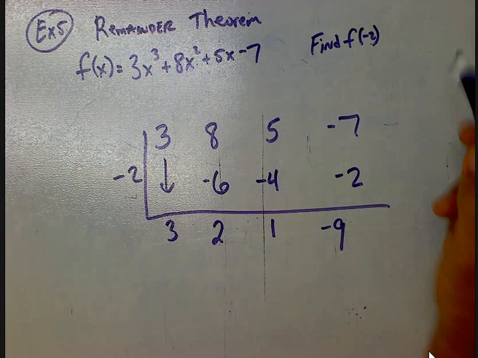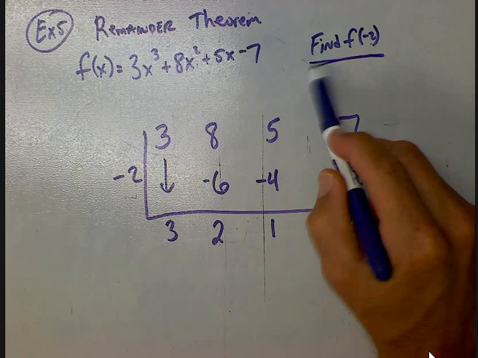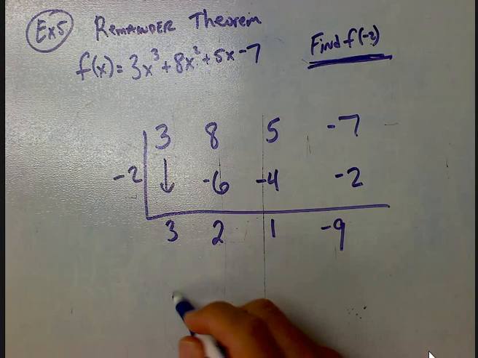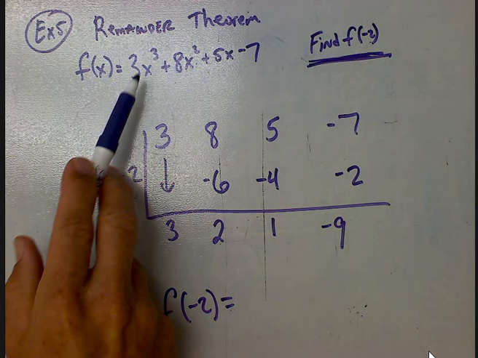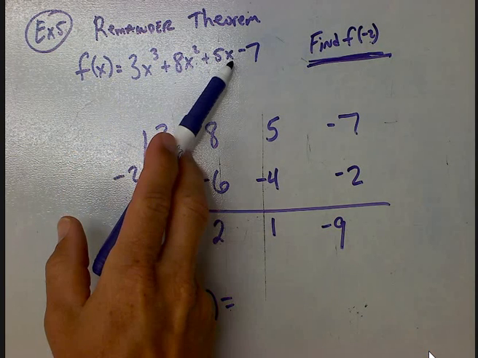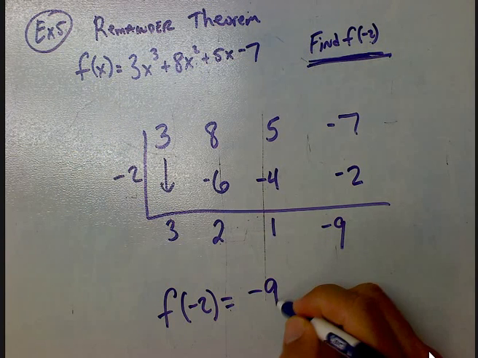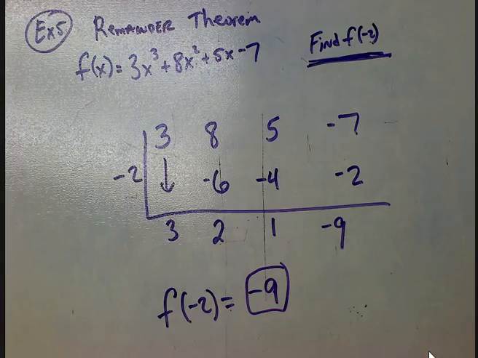Since I am looking for f at -2, which means if I were to take out x and substitute in -2 for the x's in all three spots, I would get an answer of -9. The answer to the problem is -9.